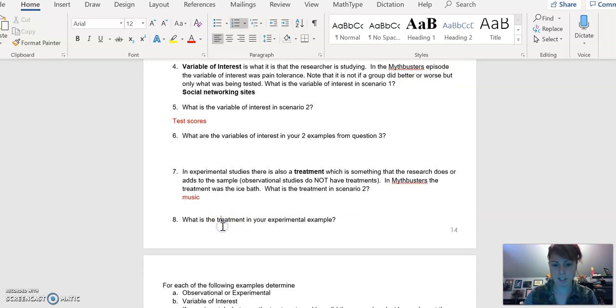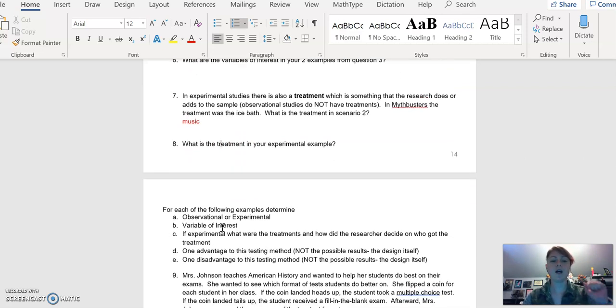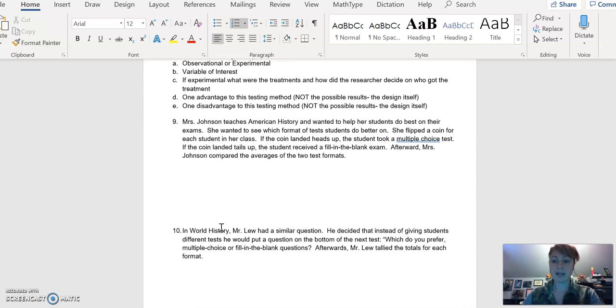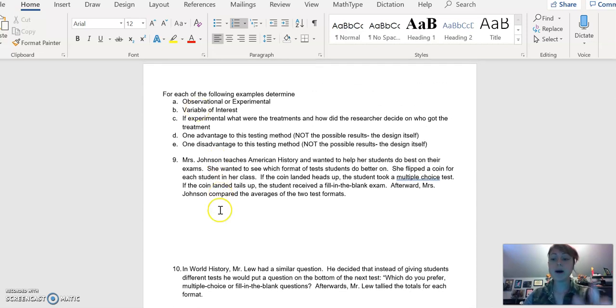And then number 8, what's the treatment in your experimental sample? Well, that just depends on what your experimental sample is. Okay, so going to page 15, for each one of these, you are going to answer questions A through E. So if it's observational or experimental, what the variable of interest is. If it's experimental, what were the treatments and how did they decide who got them? One advantage to this testing method, not the results, but the testing method itself, and one disadvantage to the testing method. Again, not the results, not if they would do better or not, but the design itself.